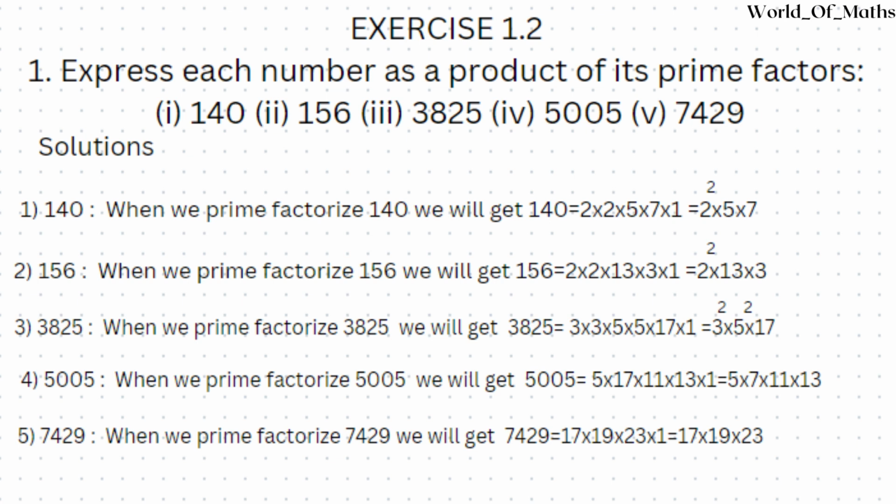The fourth number is 5005. After prime factorizing 5005, we get 5 multiplied by 7 multiplied by 11 into 13 multiplied by 1. So we can express 5005 as 5 multiplied by 7 multiplied by 11 and multiplied by 13. The last number here is 7429. When we prime factorize 7429, we get 17 multiplied by 19 multiplied by 23 multiplied by 1, which can be expressed as 17 multiplied by 19 multiplied by 23.